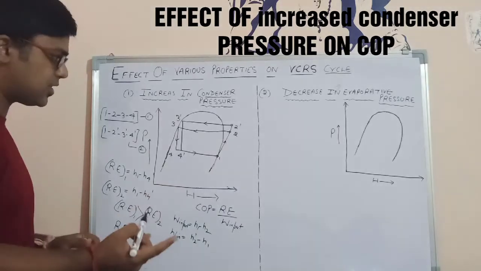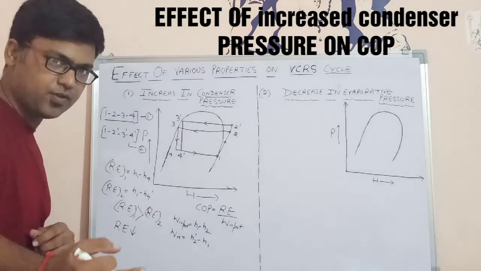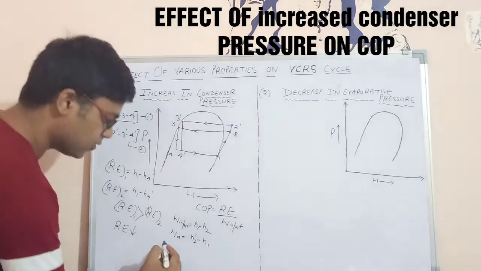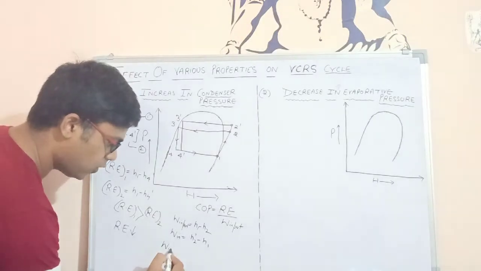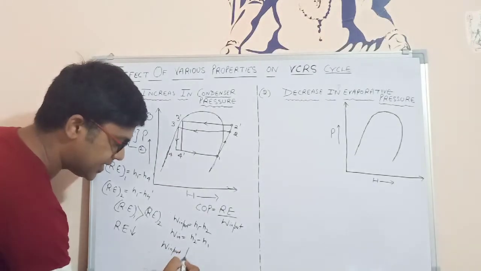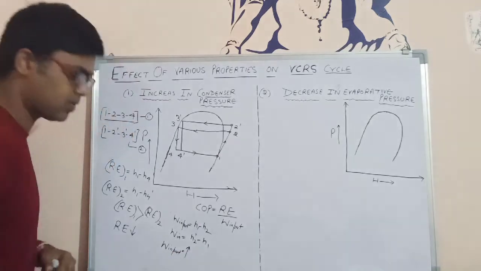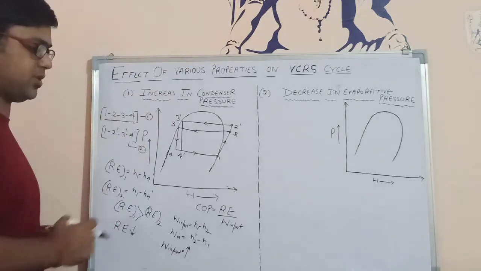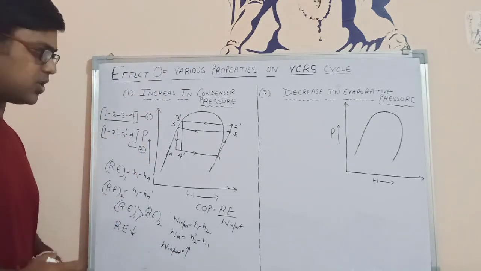Okay, so obviously the work input will be required to be more if we have to increase the pressure. So we can say that the work input overall will increase if we increase the condenser pressure. Now what is the effect of this on the COP?